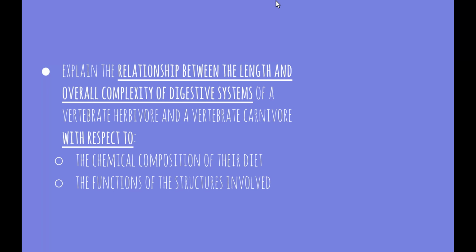So we obviously first have to look at length and complexity of the digestive systems, but we also need to make sure that we're comparing a vertebrate herbivore and a vertebrate carnivore, and also making sure that we do this in respect to the chemical composition of their diet, so what's in the food that they eat, and the functions of the structures that are involved.